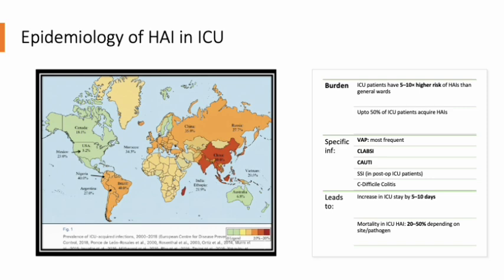ICU patients face a 5 to 10 times higher risk of infection compared to general ward patients. The mortality attributed to these ranges from 20 to 50% depending upon the site and causative pathogen. These infections extend ICU stay by an average of 5 to 10 days and significantly increase cost and resource utilization.